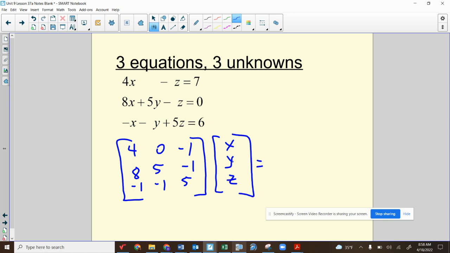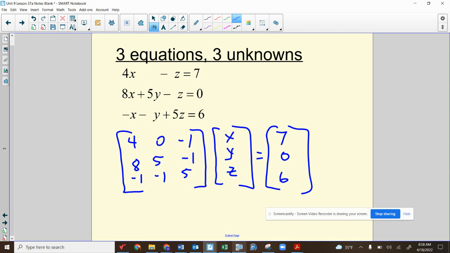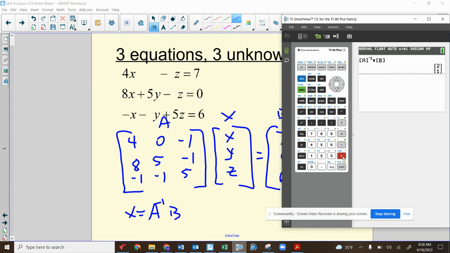Okay, X, Y, Z. In this case, we've got 3 here. 7, 0, 6. Let's make sure we got all of our negatives. There was a negative and a negative there, 2 negatives there. Got that. Looks like my numbers are okay. Okay, no negatives on the other side. All right, let's call this A, call this X, call this B. So I am going to do A inverse times B again. Let's clear out our matrices. Put this one in.